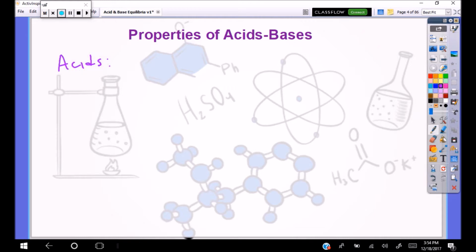We know that acids are sour in taste. Think about a lemon. A lemon is acidic, sour. We can also say that they're corrosive. So you think about battery acid from a car. That's very corrosive. We also know that they can cause certain dyes to change color.